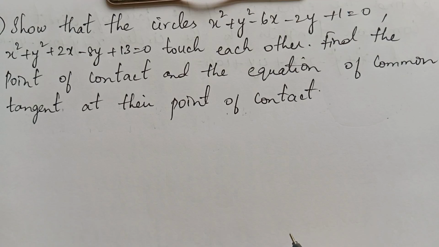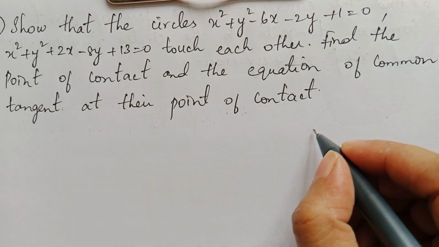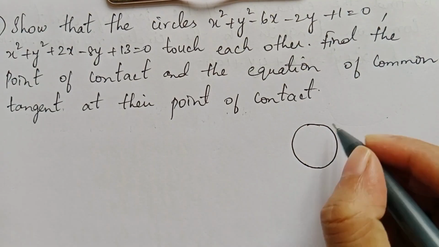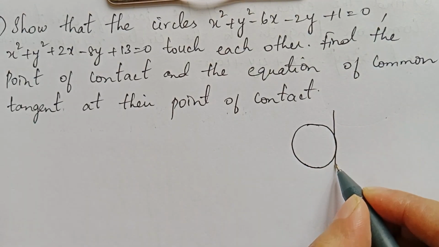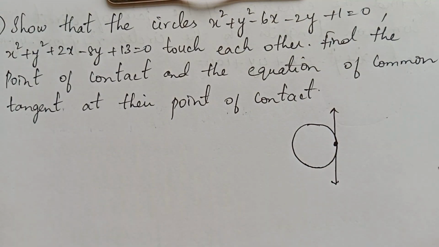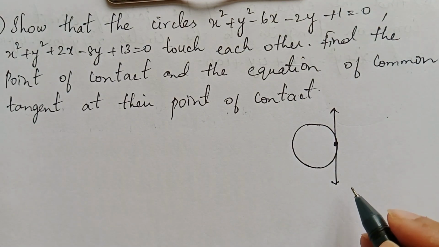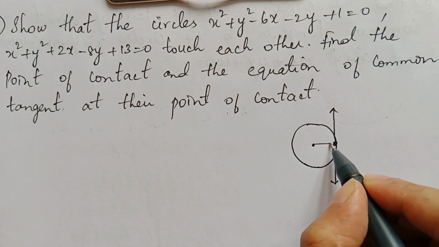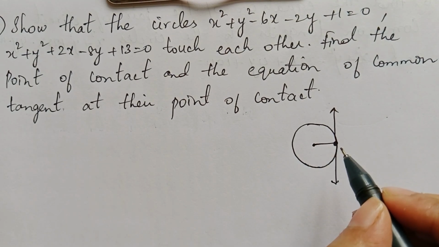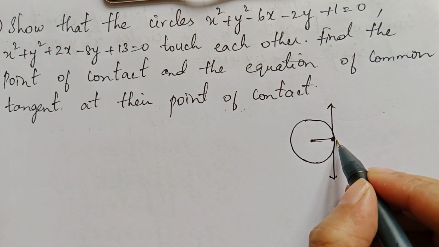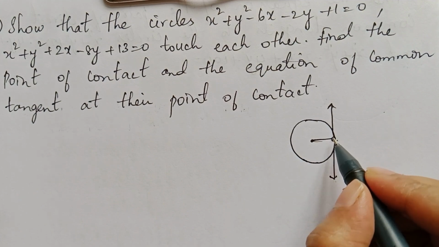Hello everyone. Our next problems are based on the concept of tangents. As we know, if we have a circle and a line passes through it which touches the circle at one point, this is called a tangent. And here is the center of the circle. The common point for a tangent and a circle is called the point of contact.